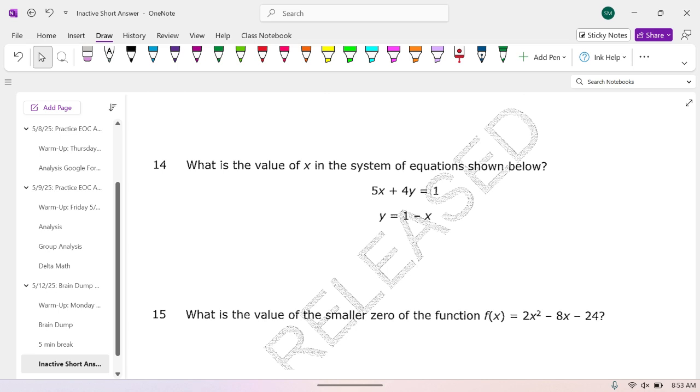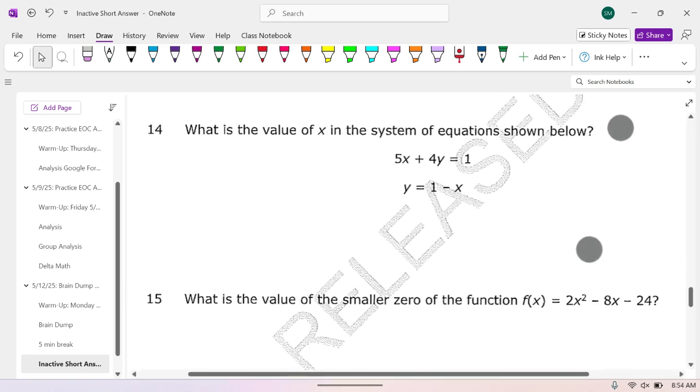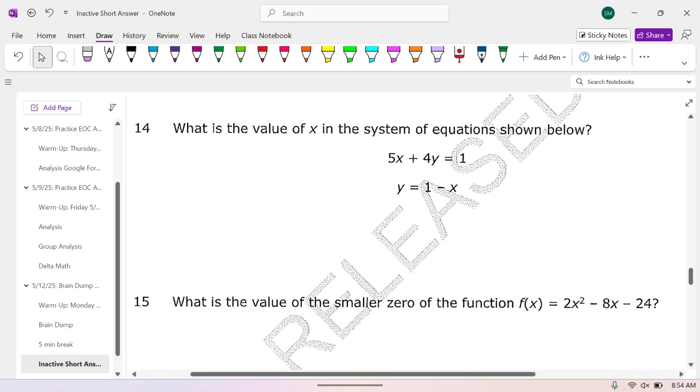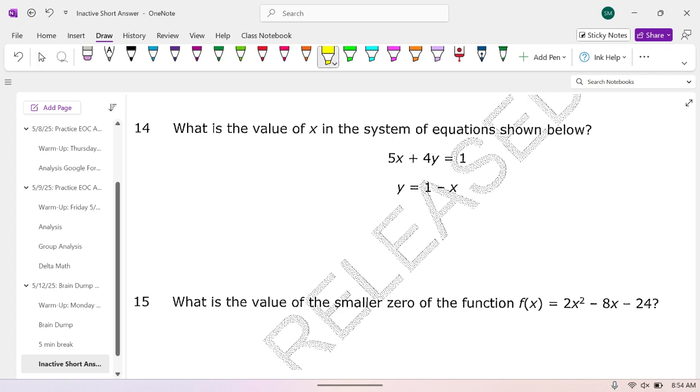Let's do one more. Let's do number 14. All right. So number 14, it's a whole question, but specifically within the question, what does it want us to find? The value of x. What is the value of x? All right. And it's a system of equations.